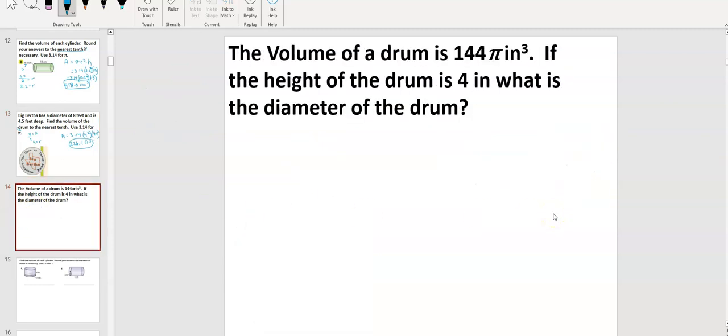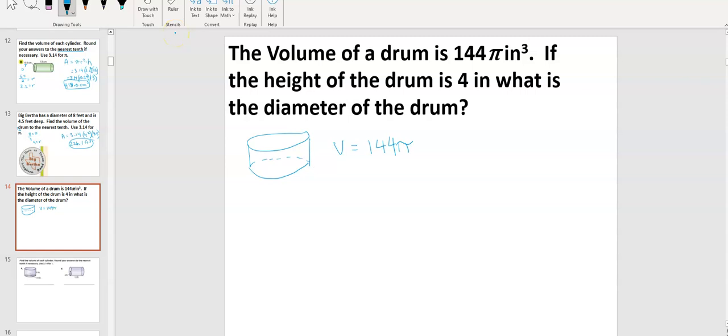Okay, another one here. This one has no picture. You are always welcome to sketch out your picture if it helps you. Here's my little sketch of a cylinder. It says, oh, we're going the opposite way this time. It says the volume of my drum is 144 times pi. That is what my answer is.